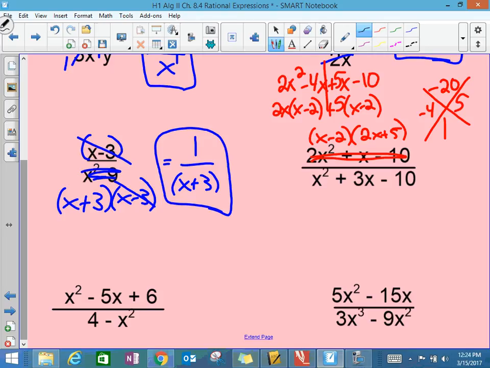What multiplies to negative 10 and adds to 3? Anybody help her out? 5 and negative 2. So x plus 5, x minus 2. So now we're looking at the factors, not the equation. So what can cancel? Right, the x minus 2 can cancel with the x minus 2 because again they're factors, and we can cancel out the complete factor. What about these plus 5s? Can they cancel? No, right.